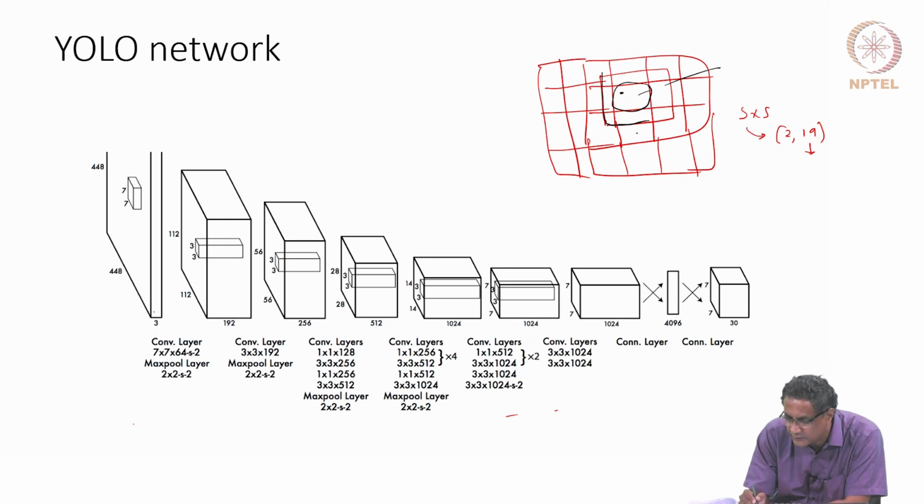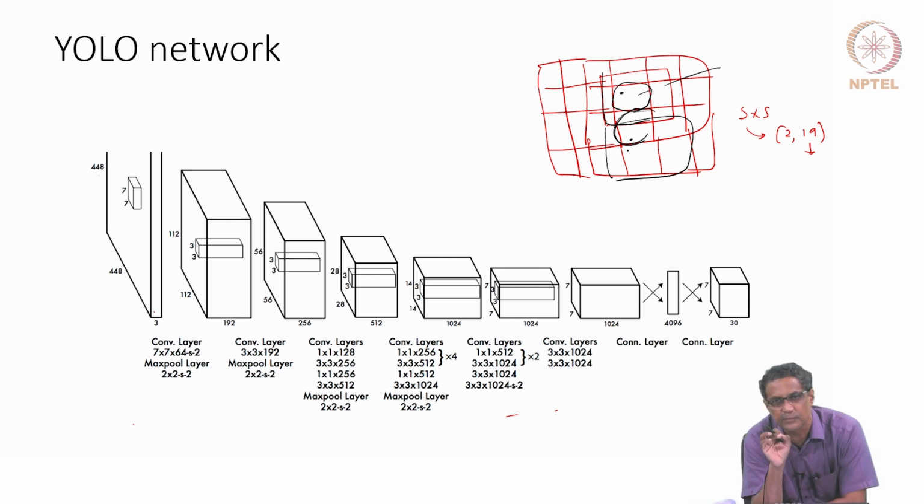Which means that this grid cell is not responsible. But then maybe some other object comes and sits whose center is, let's say, there. Then this grid cell will become responsible for that object. So if the center of the ground truth box sits in a grid cell, then that particular grid cell becomes responsible for that object. Only that grid cell.